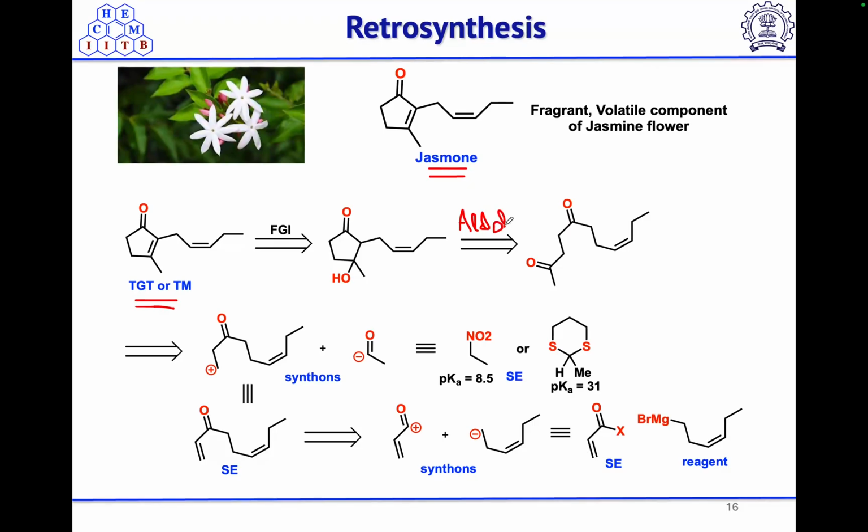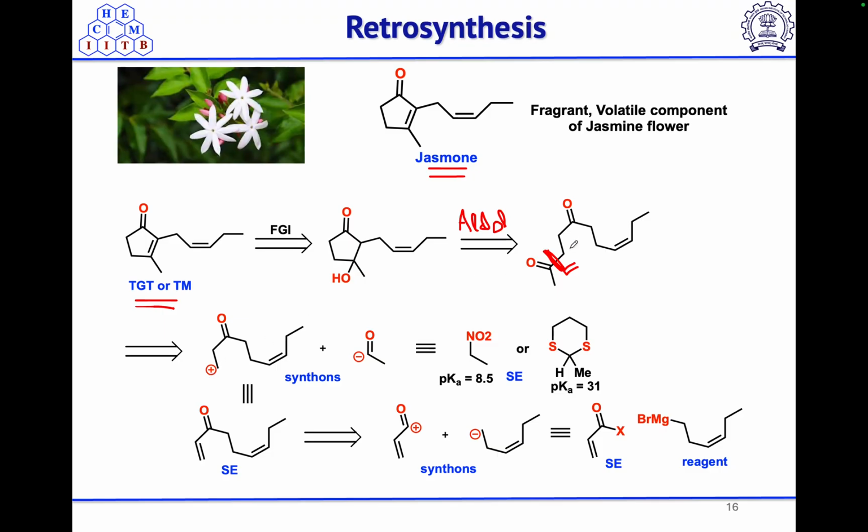So by aldol reaction of this 1,4 diketone, one, two, three, four, we can get this cyclopentane framework and this beta hydroxy ketone. Now, further disconnection of this 1,4 diketone. How can we do it? We can think about the disconnection of this C-C bond. So what will you get?